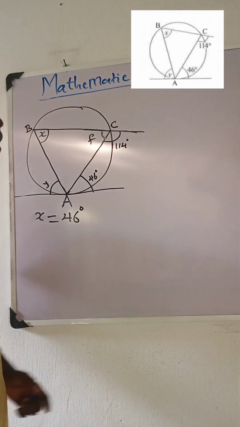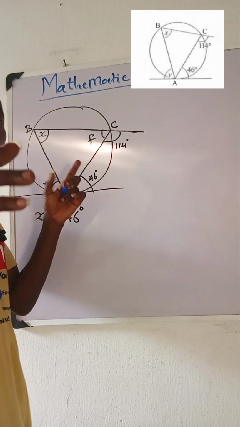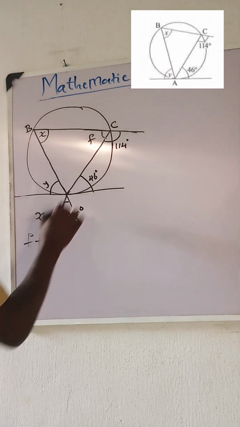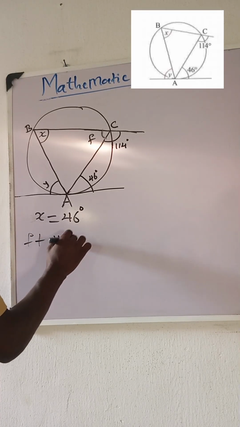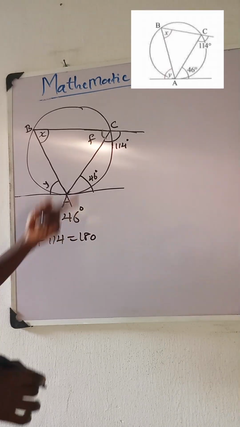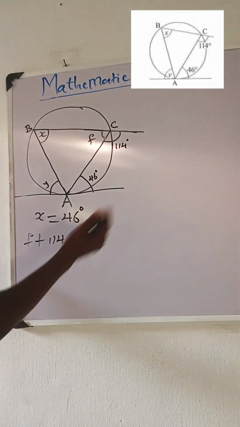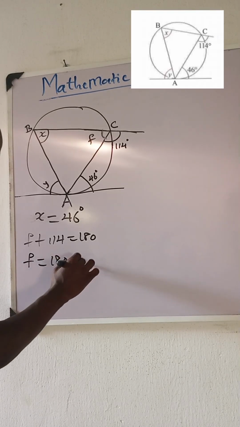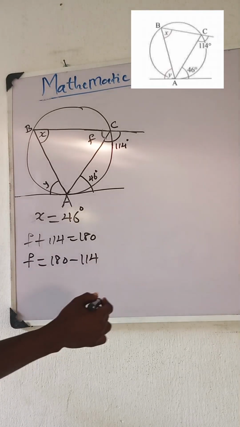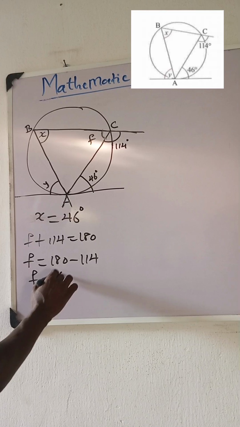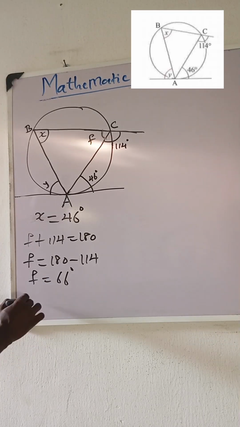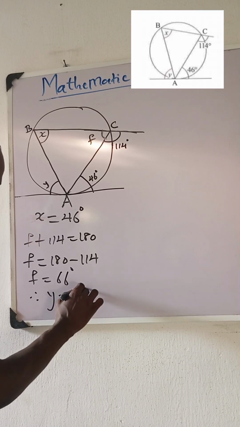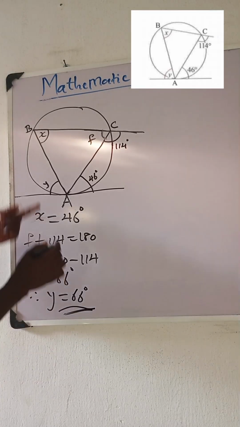So to find my angle F, applying the principle of angles on a straight line, which is what? F plus 114 equals 180. That is angles on a straight line. So what am I going to do? You collect like terms. So F is equal to 180 minus 114. Okay, so my F is equal to 66 degrees. Therefore, my Y also is equal to 66 degrees based on what?